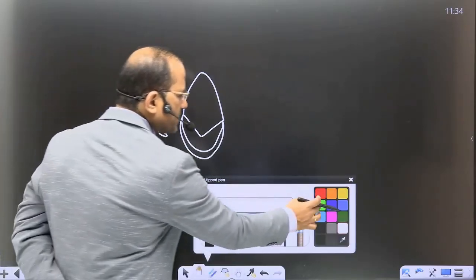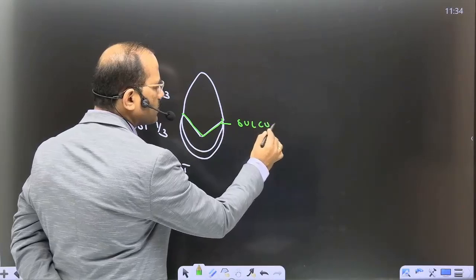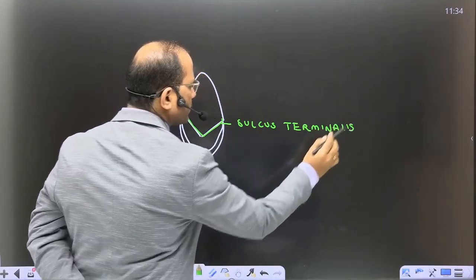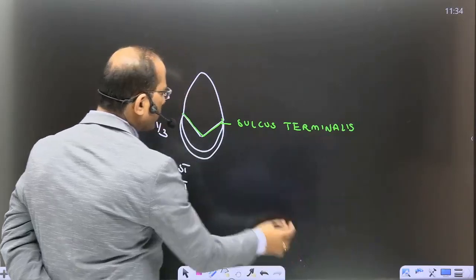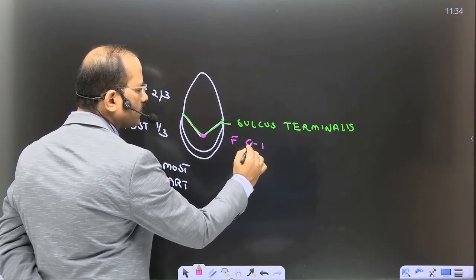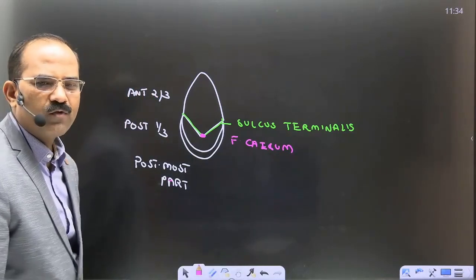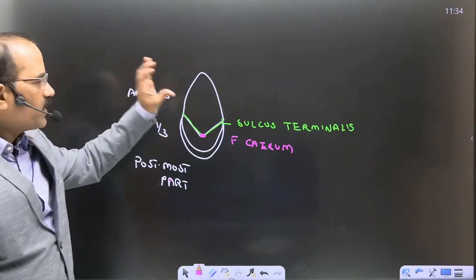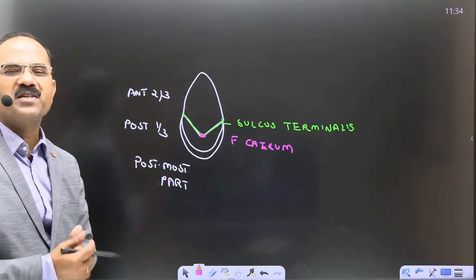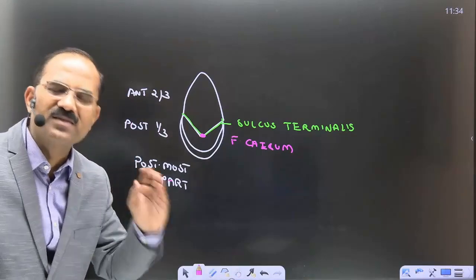What is this V-shaped sulcus? Students, what is this V-shaped sulcus known as? This is what we call the sulcus terminalis. And what is this foramen that we get here? That's the foramen cecum. You remember there was one foramen cecum in the skull also. So the tongue is divided into an anterior two-thirds, posterior one-third, and the posterior most part by a V-shaped sulcus terminalis, whose center is the foramen cecum.